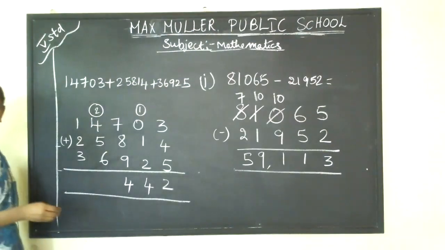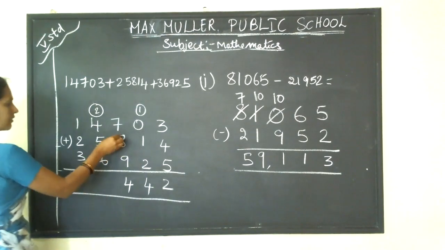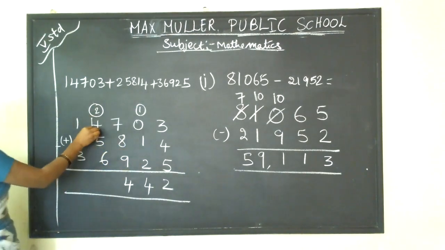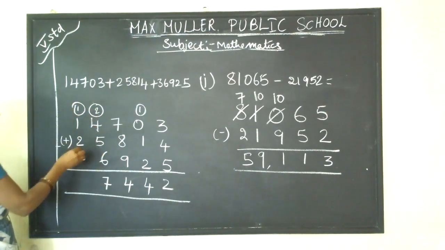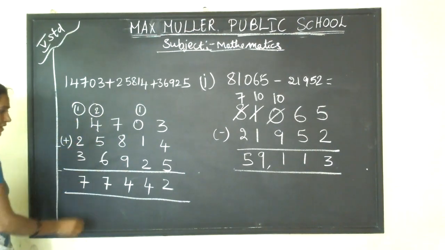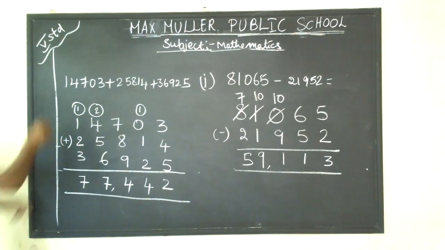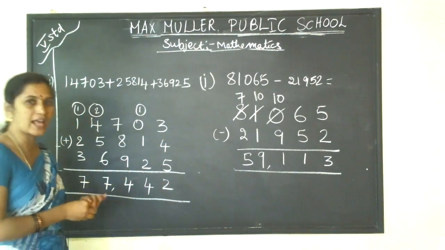14703. 6 plus 5, 7 plus 8, 15. 15 plus 9, 24. 2 plus 4, 6. 6 plus 5, 11. 11 plus 6, 17. 1 plus 1, 2. 2 plus 2, 4. 4 plus 3, 7. Okay? This is the answer for the J1. Okay? This is the assignment I have given in the previous class.